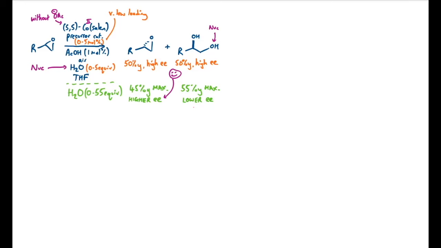If we sacrifice a little bit of yield on a simple starting material to get higher EE, it's more likely to be a more valuable thing for us to use. We can also do this trick, of course, the other way.